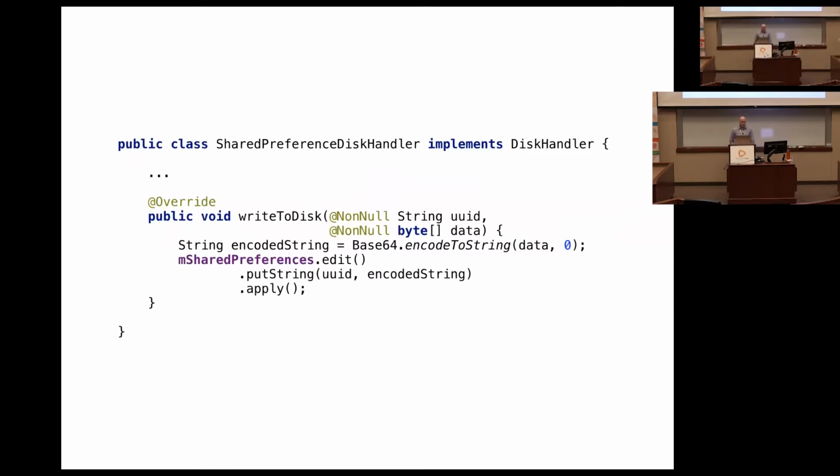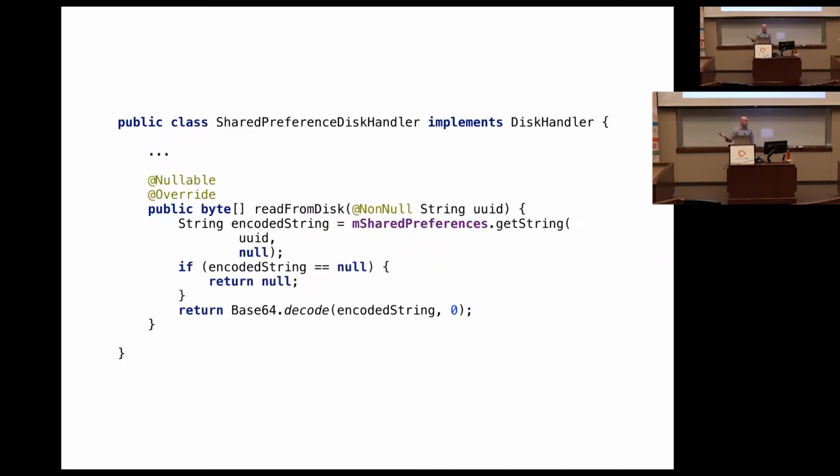To write to disk, like I said, we're going to be given a UUID and a byte array. You can't actually write a byte array to shared preferences, but you can write a string. So I'm going to base 64 encode that byte array, just to get a string out of it. And then I'm going to put that string with my UUID as the key into shared preferences, and then I'm going to apply the change. This is one of the nice things about using shared preferences here: by using apply, you're not actually writing on the main thread. And it's doing some caching so that if you immediately try to read back, you could get the value. So that's writing to disk very easily, technically two lines of code.